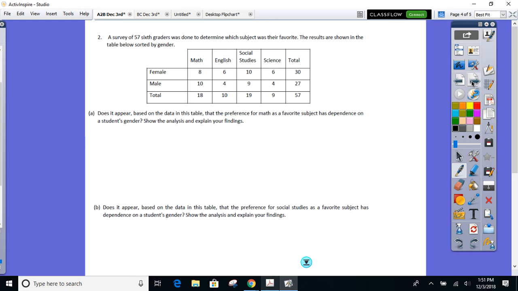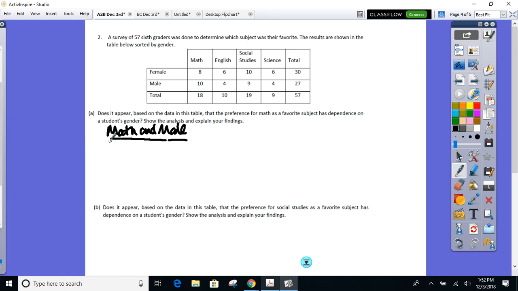All right. Anyway, so part A, does it appear that math as your favorite subject has dependence on a student's gender? Okay. So does it matter if you're male or female if you like math or not? So let's test it. We're going to have to do one for male, one for female. All right. Any preference on where to start? Okay, you got it. So is liking math and being male independent or dependent of each other? All right, so we'll go math and male first.